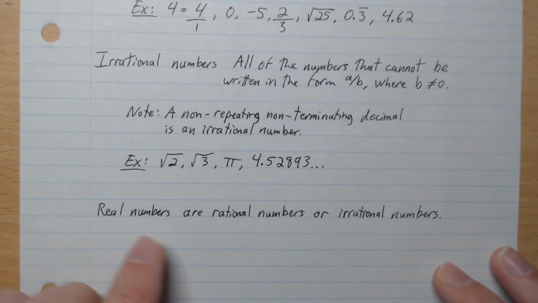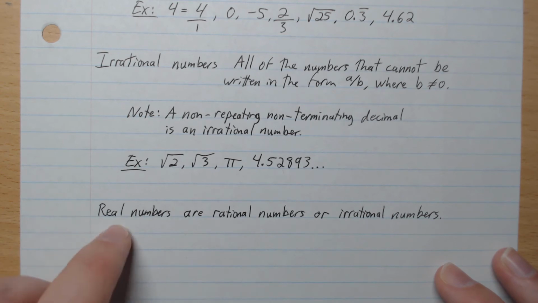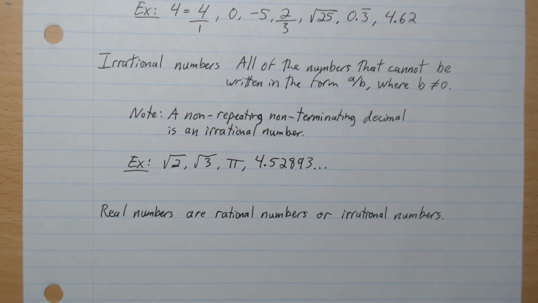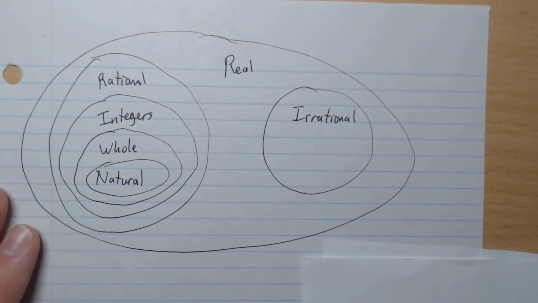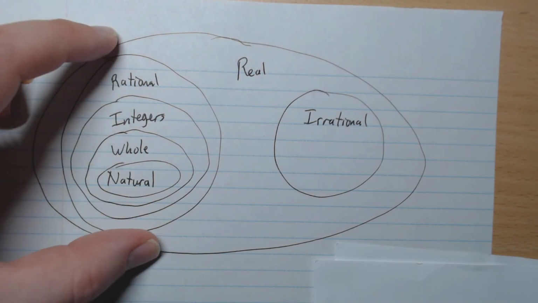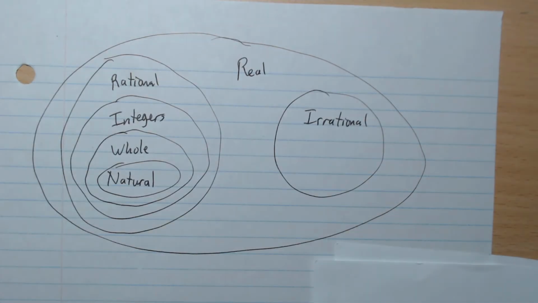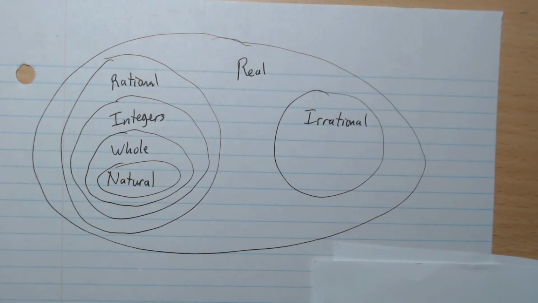And so real numbers are rational numbers or irrational numbers. So either or is called a real number. Okay, so what we have is natural numbers, whole numbers, integers, rational, like that. So we have rational and irrational, and all that together are the set of real numbers.